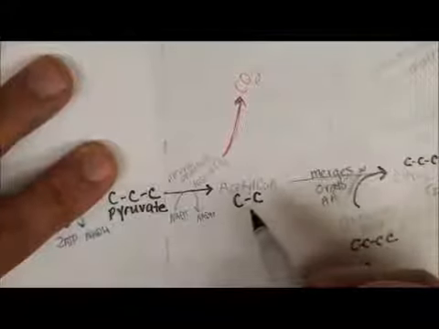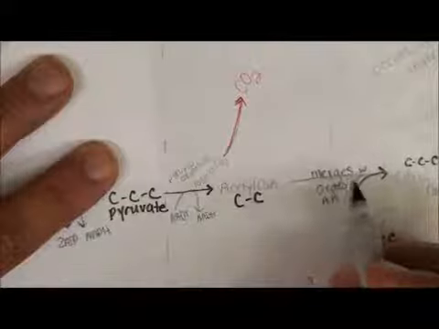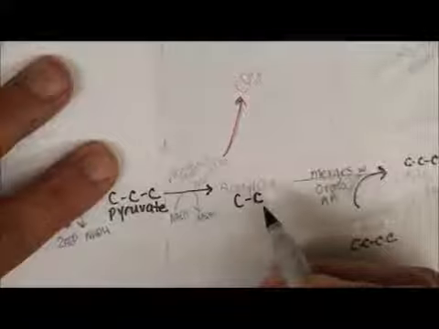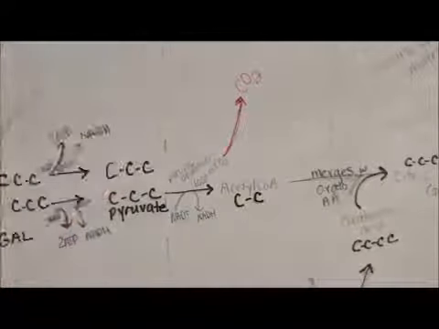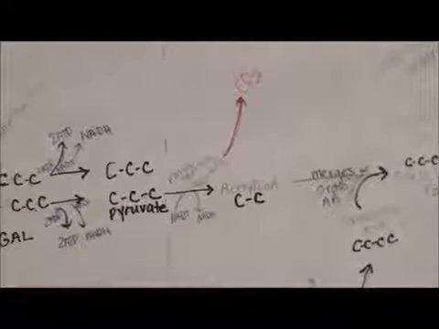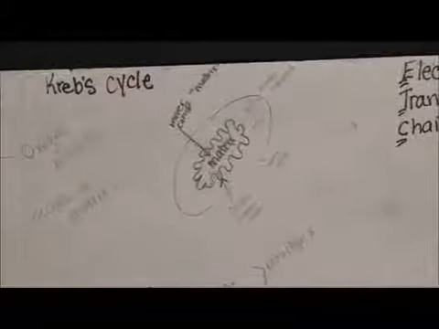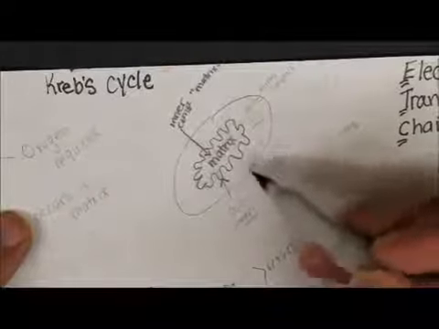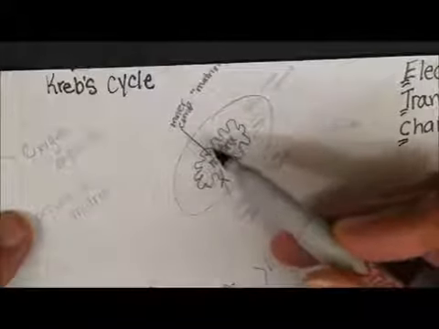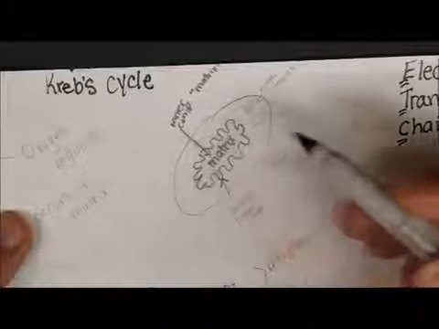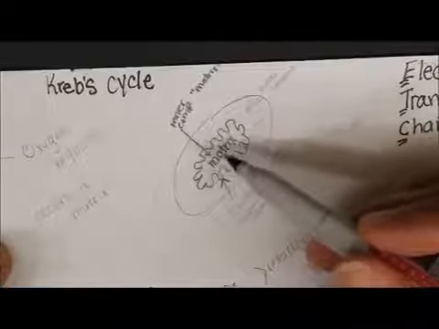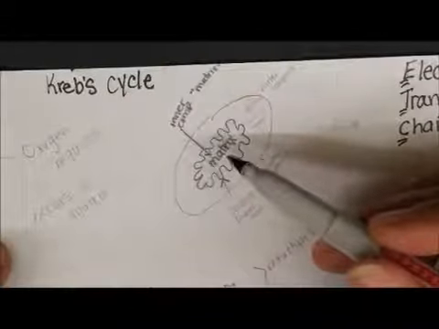This acetyl coenzyme A is a chemical that we're going to use to enter into the Krebs cycle. It's a 2-carbon compound. Now, that leads us to the Krebs cycle. The Krebs cycle is going to occur in the mitochondria of the cell. So here's a rough drawing of the mitochondria. You have your outer membrane, you have your cristae, you have the inner compartment or the matrix inside. This whole reaction is going to take place in the matrix of the mitochondria.